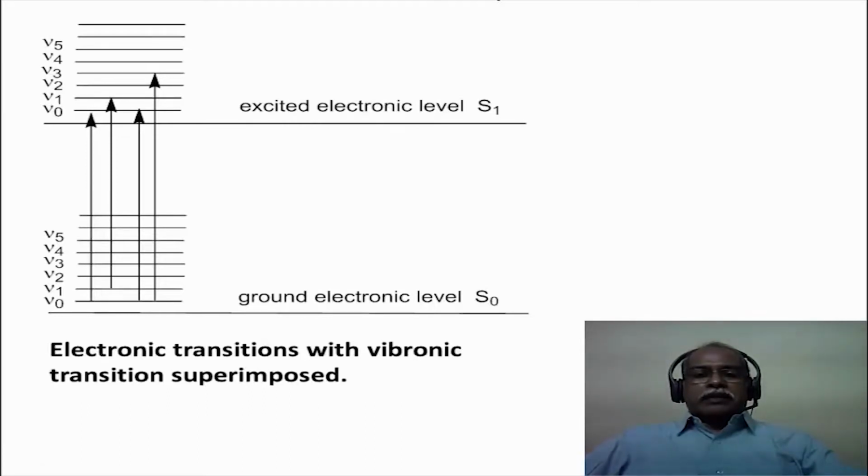Now the electronic excitation takes place from the ground electronic level to the excited state electronic level. Both the states are mentioned as singlet states, so this would be the S0 level and this is the S1 level. Within the electronic level, you have various vibrational levels starting from vibrational level 0, 1, 2, 3, 4, 5 and so on. So the electronic transition can be accompanied by superimposition of the vibronic transition as well. In other words, if you consider the transition between the zero vibrational level of the ground state to the zero vibrational level of the excited state, this would correspond to the S00 transition.